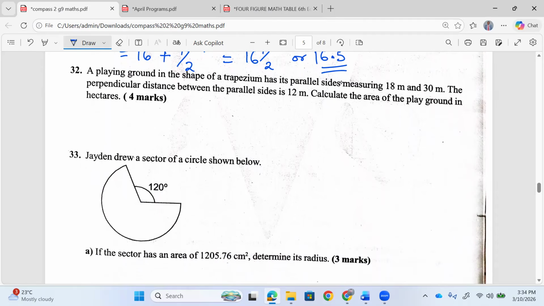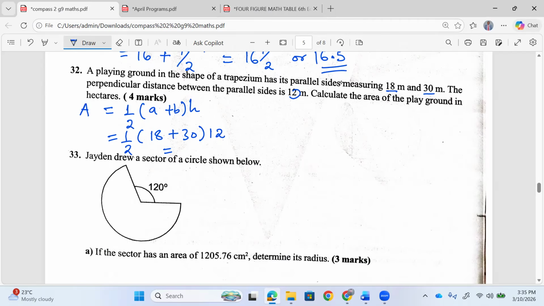Calculate the area of the playground in hectares. Look at this. Area in a trapezium shape is usually given by half, then a plus b, multiplied by h. When we talk about a plus b, we mean the sum of the two parallel sides. So this shall be half into 18 plus 30, multiplied by the height between them, which is 12 meters.